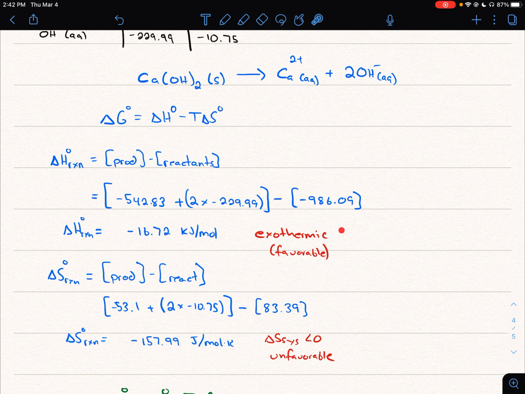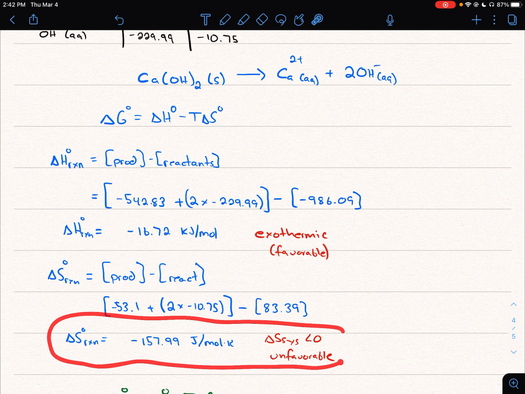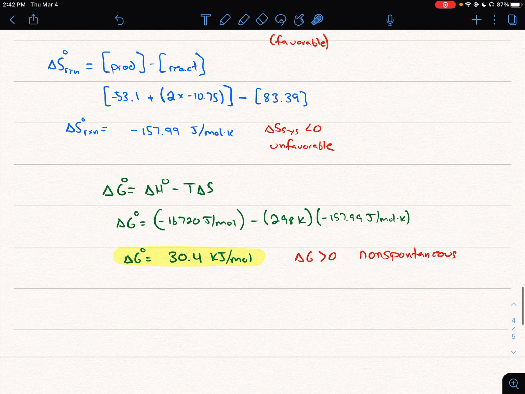We can say the enthalpy is favorable. That's an exothermic reaction. So what's actually controlling this reaction is the change in entropy. So the change in entropy of the system is just too great so that we're not able to overcome that at this temperature, right? And so this is going to be overall non-spontaneous.